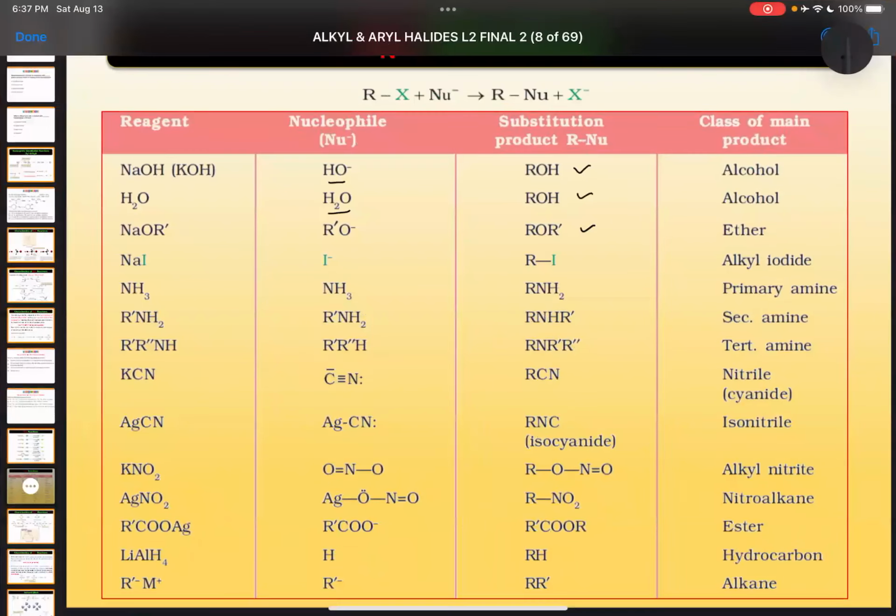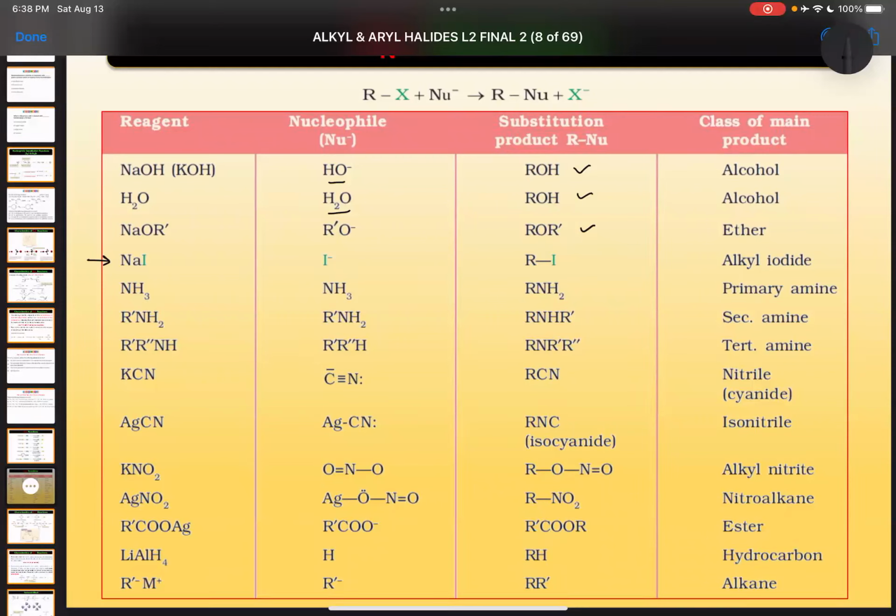OH minus is a stronger nucleophile, right? Why? Because it is negatively charged. Clear? Okay, and this was which reaction? Can you name it?